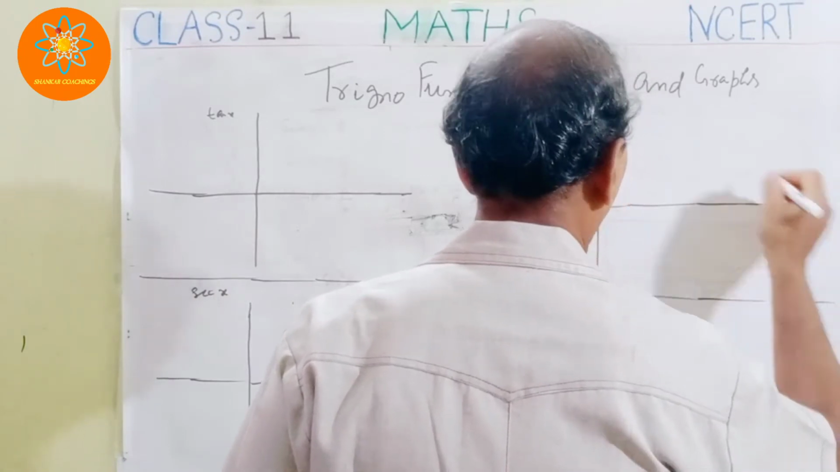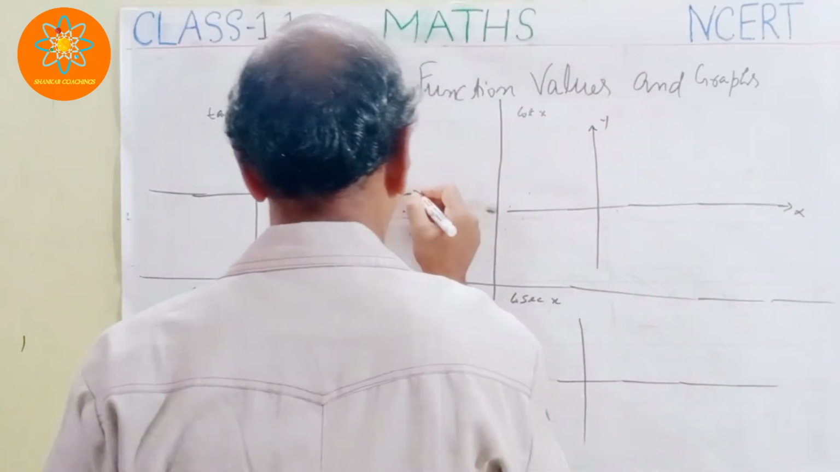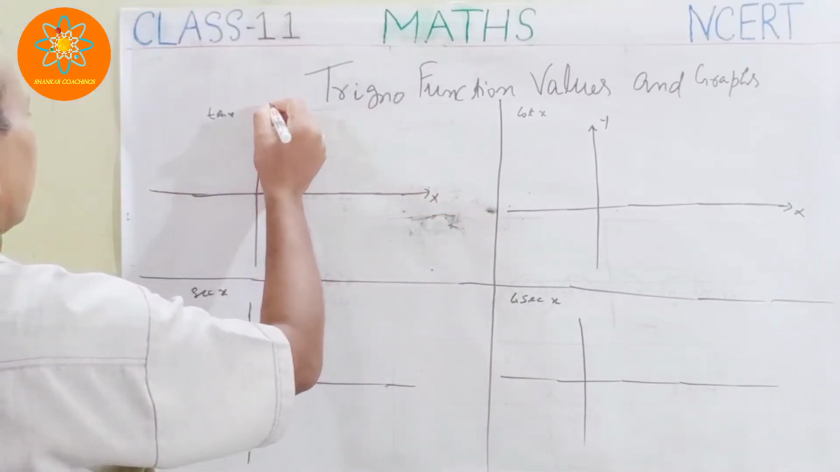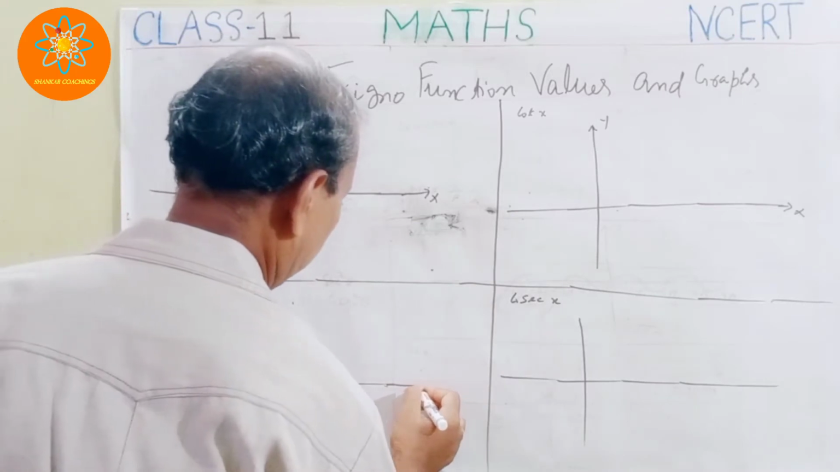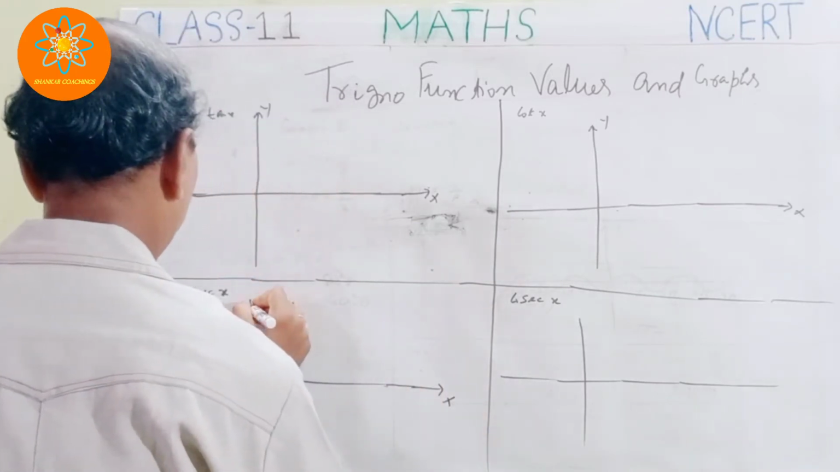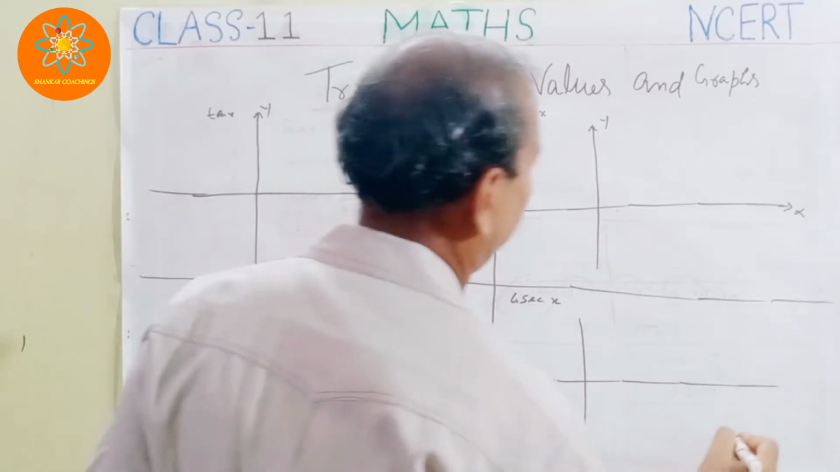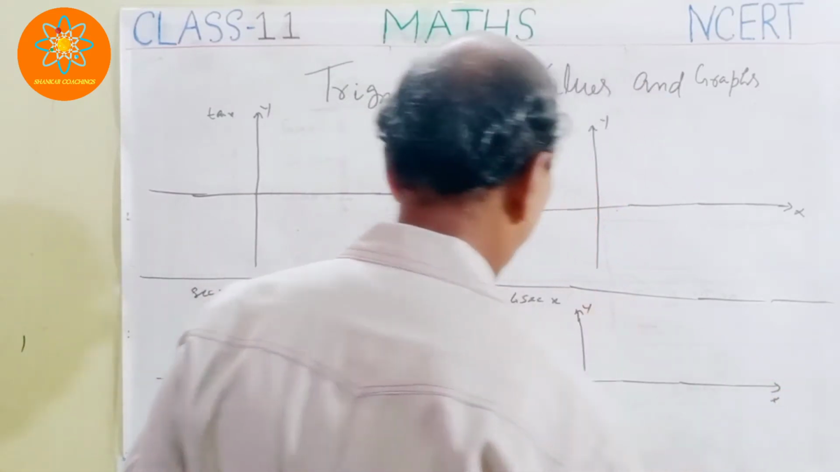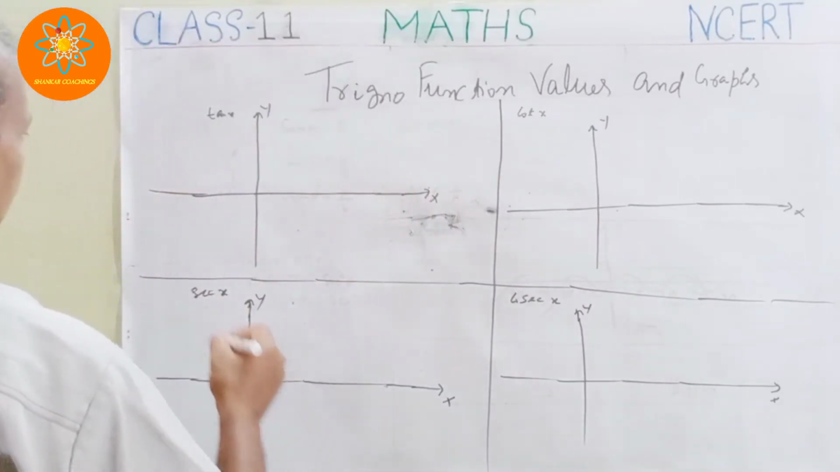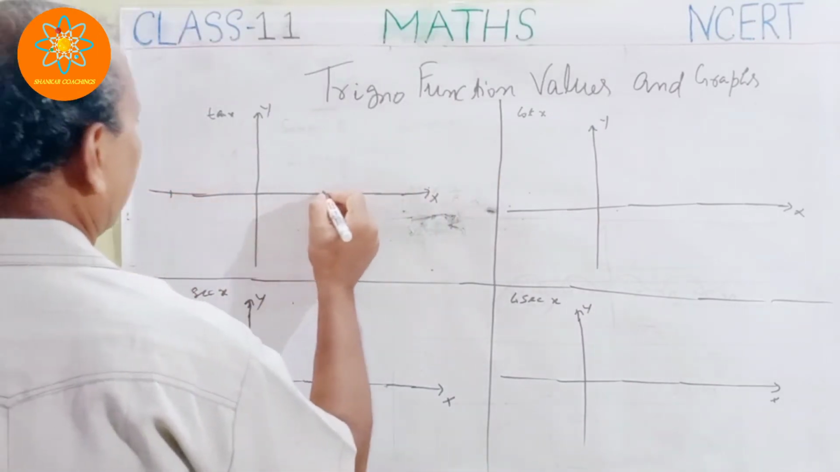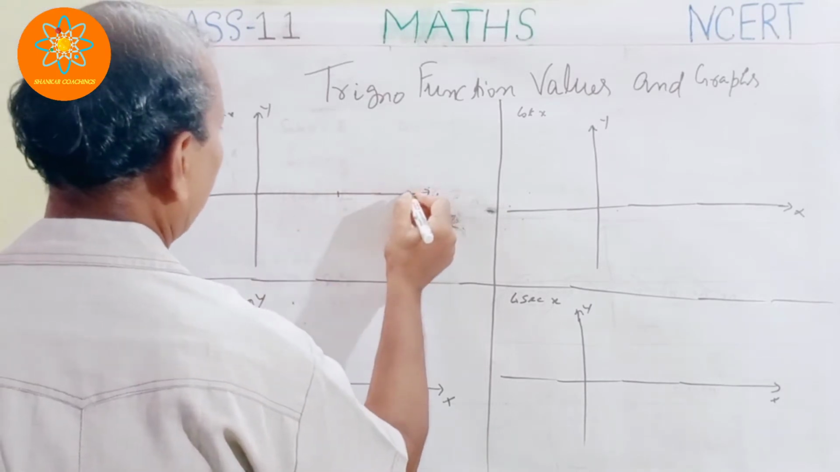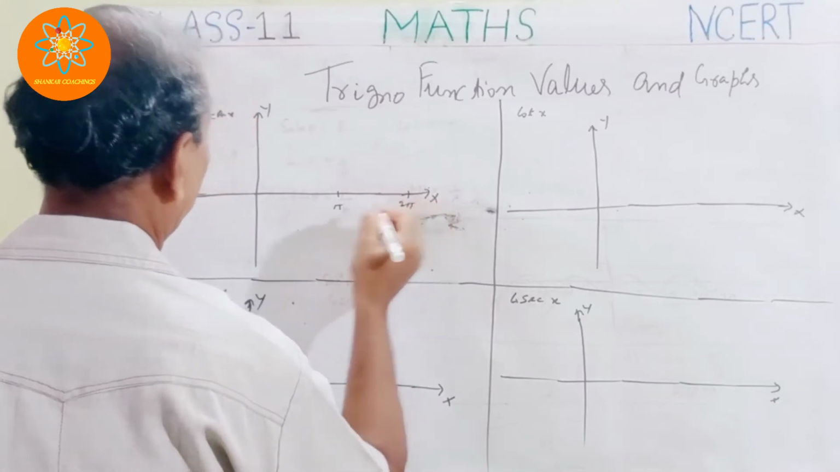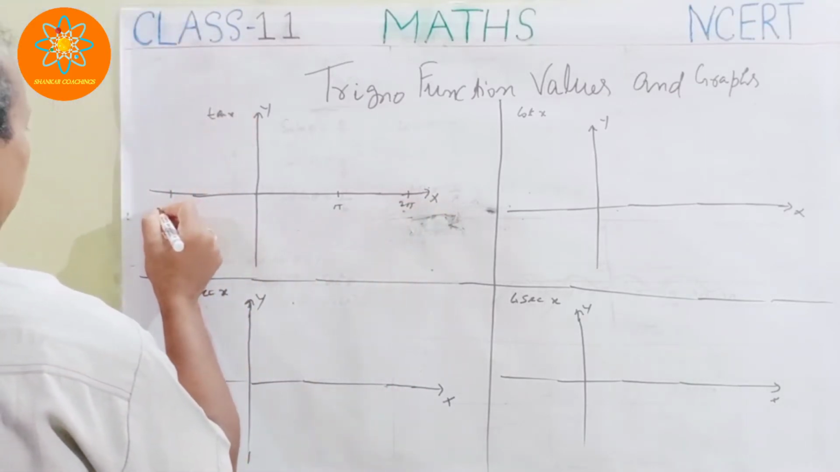Obviously, this is the x coordinate, y coordinate. Here it is your x coordinate. This is y coordinate. Similarly, here also x coordinate, y coordinate. This is x coordinate, and here it is y coordinate. This is your pi, 2 pi, and this point is minus pi.